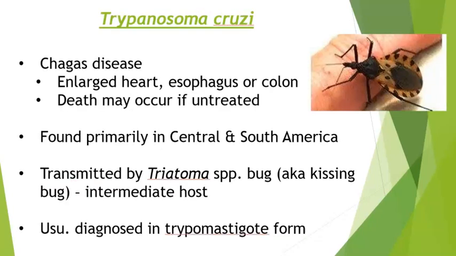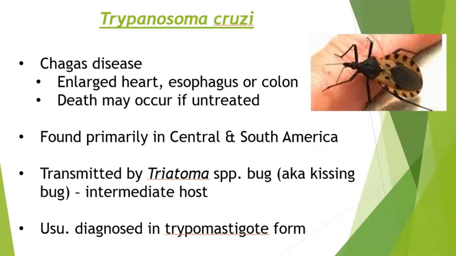The first species that we're going to discuss is Trypanosoma cruzi. This is a parasite that can cause Chagas disease. It can cause things like an enlarged heart, esophagus, or colon. Death can occur if it's untreated. It's primarily found in Central and South America. It can be transmitted by the intermediate host called a kissing bug. It's usually diagnosed in the trypomastigote form.